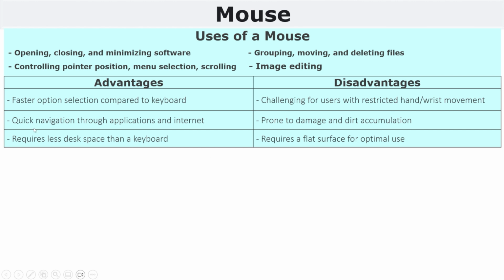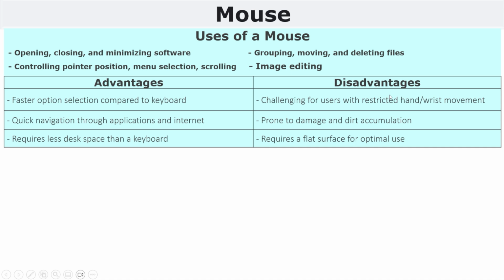The other advantage of the mouse is that it's a quick navigation tool compared to other applications. Another advantage of the mouse is that it requires less desk space than a keyboard. Obviously, if you look at the size of a keyboard, it's bigger compared to the mouse, so the mouse just requires smaller space. Some disadvantages of the mouse is that, again, people who have some disabilities as far as their hand or wrist is concerned find it challenging to use the standard mouse everyone knows.